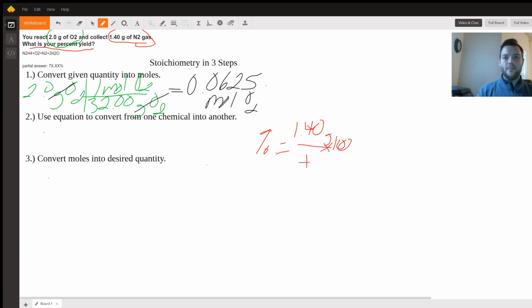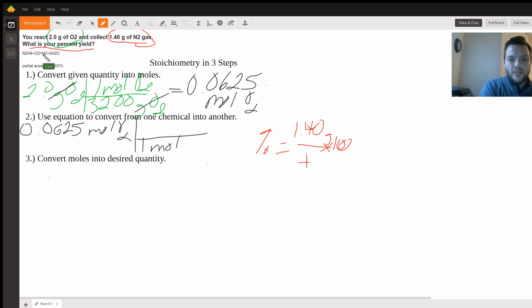And that brings us to step 2. Step 2, now that we have moles, use your equation to convert from one substance into another. Well, when we look at it, we're trying to get N2. And so we're provided this, or we've calculated this 0.0625 moles of O2. And when we look at our equation, there's 1 O2 for every 1 N2. So that means then, getting rid of the unit we have, for every 1 mole of O2, there's 1 mole of N2.